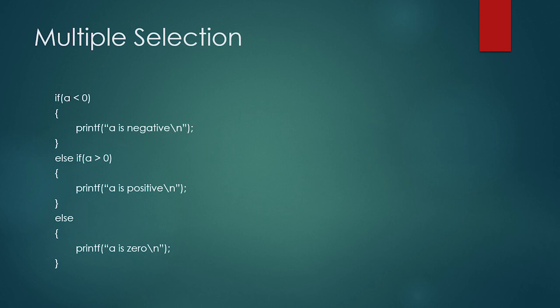We can put multiple ifs together to create a multiple selection. So I can say if A is less than 0, print A is negative. Else, if. So it's an else, but it's followed by a single statement, which happens to be an if. And it says if A is greater than 0, printf A is positive, else, followed by a single statement, which in this case is a block, printf A is 0. And we can go through and do multiple comparisons by combining multiple ifs.